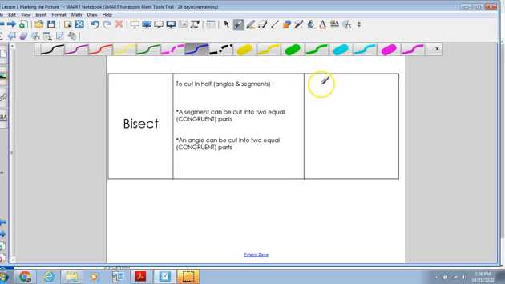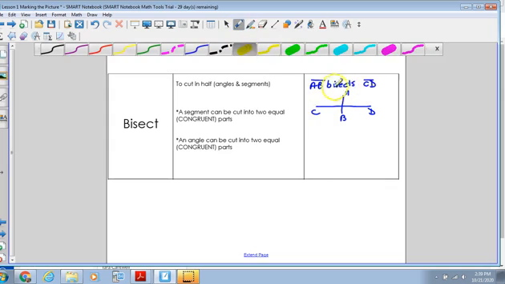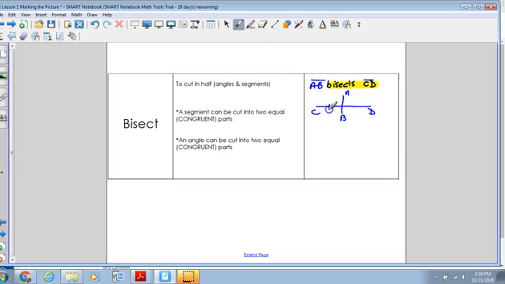Now, an example right here, let's say that we have a segment AB that bisects segment CD. That means we have a segment CD and another segment AB. And if it bisects segment CD, that means that CD is a segment that is being cut in half. If it bisects CD, then we will have segment CB is congruent to segment BD. That's what it means to bisect a segment.